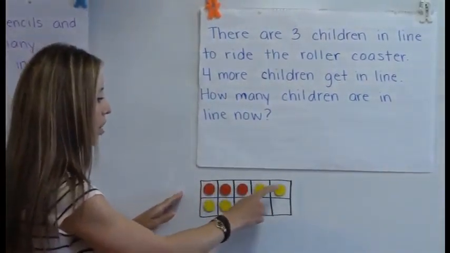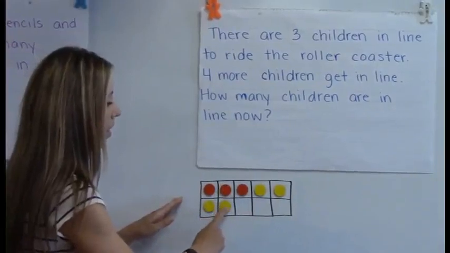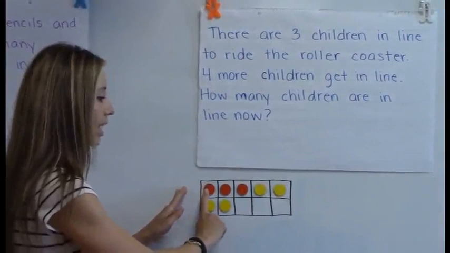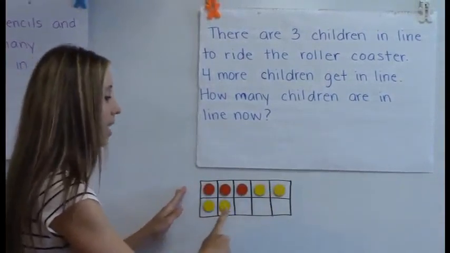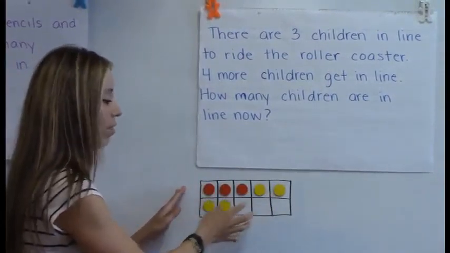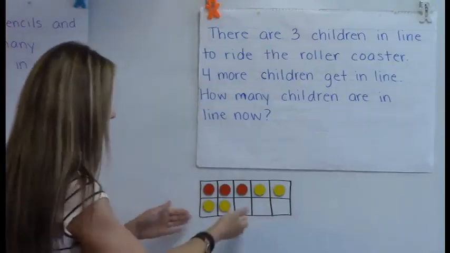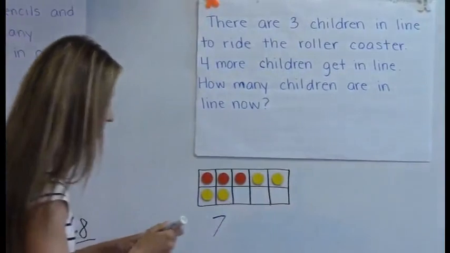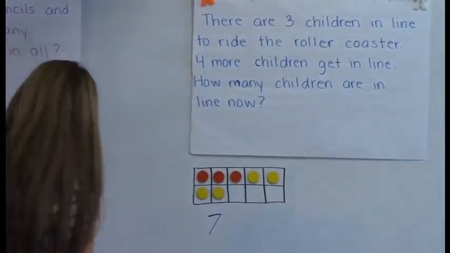1, 2, 3, 4, 5, 6, 7. Now eventually kids can get to the point where they'll be able to see 5 and 2 more make 7, or in this case it's 3 and 4 to make 7. But our answer is 7, and again I'm going to write that so I don't forget. 7. There are 7 kids in line.